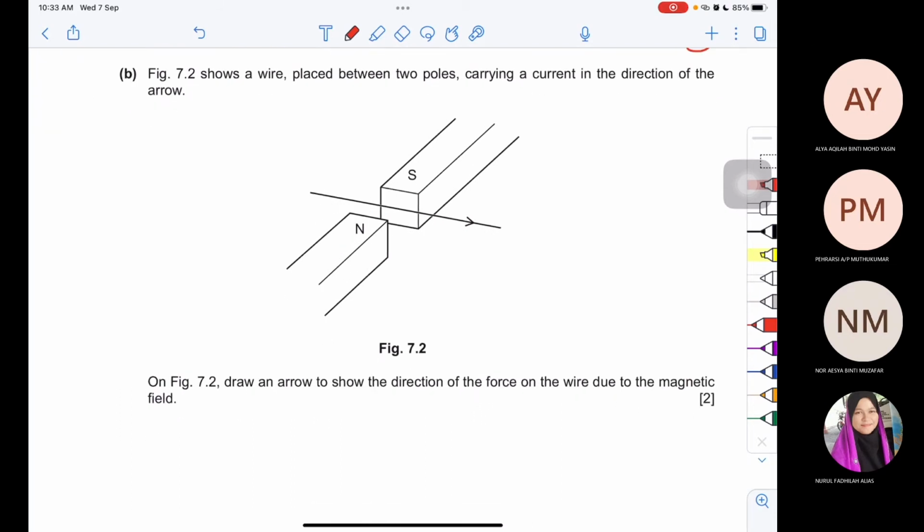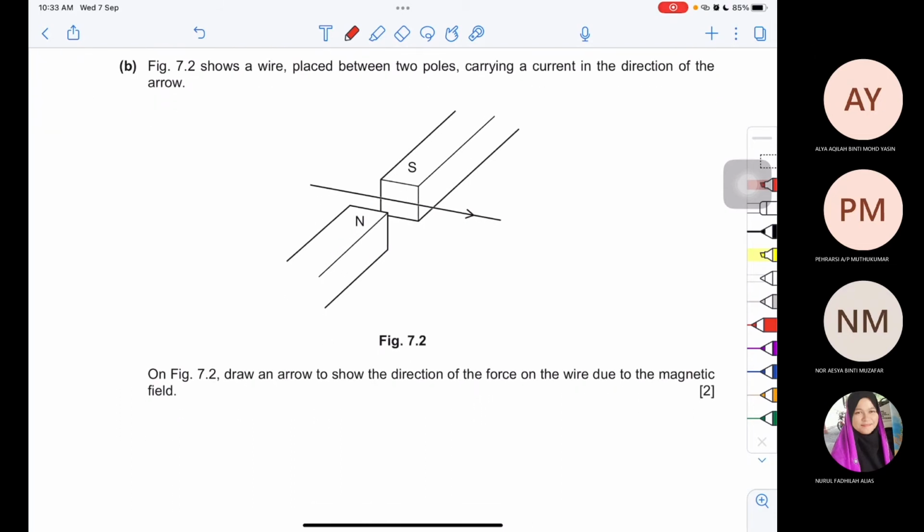Okay, figure 7.2 shows a wire placed between two poles, carrying a current in the direction of the arrow. On figure 7.2, draw an arrow to show the direction of the force on the wire due to the magnetic field. Okay, so which topic is this? This is still in the topic of electricity. Actually this electricity chapter is a very large topic.